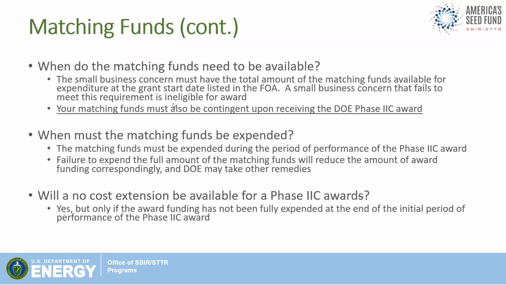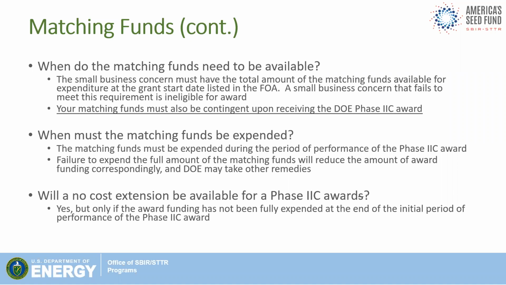The small business concern must have the total amount of the matching funds available for expenditure at the grant start date listed in the FOA. A small business concern that fails to meet this requirement is ineligible for award. Your matching funds must also be contingent upon receiving the phase 2C award. The matching funds must be expended during the period of performance of the phase 2C award.